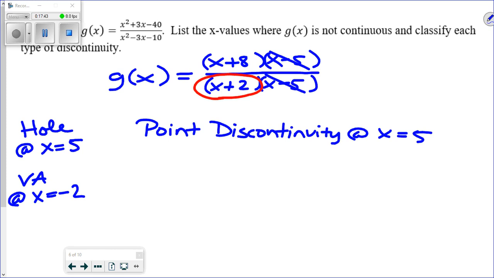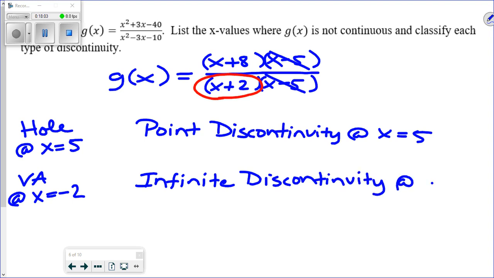Okay, and so that's how we would have said it back in pre-cal days. We would say that g of x has a vertical asymptote when x equals -2, but now in calculus we're going to identify this as an infinite discontinuity at x equals -2. Okay.